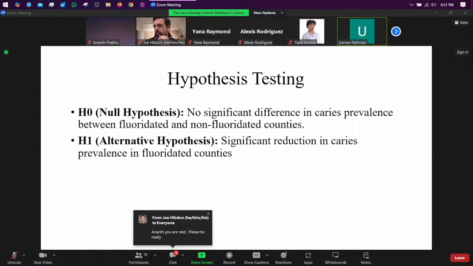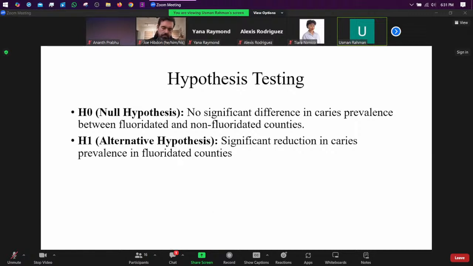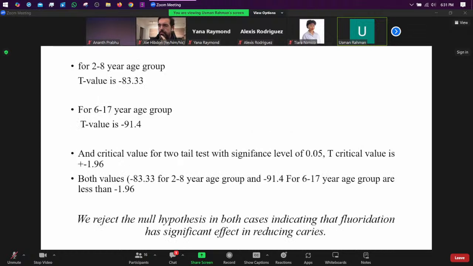And now the null hypothesis. Our null hypothesis is defined as no significant difference in caries prevalence between fluoridated and non-fluoridated counties. And then our alternative hypothesis is a significant reduction in caries prevalence in fluoridated counties.